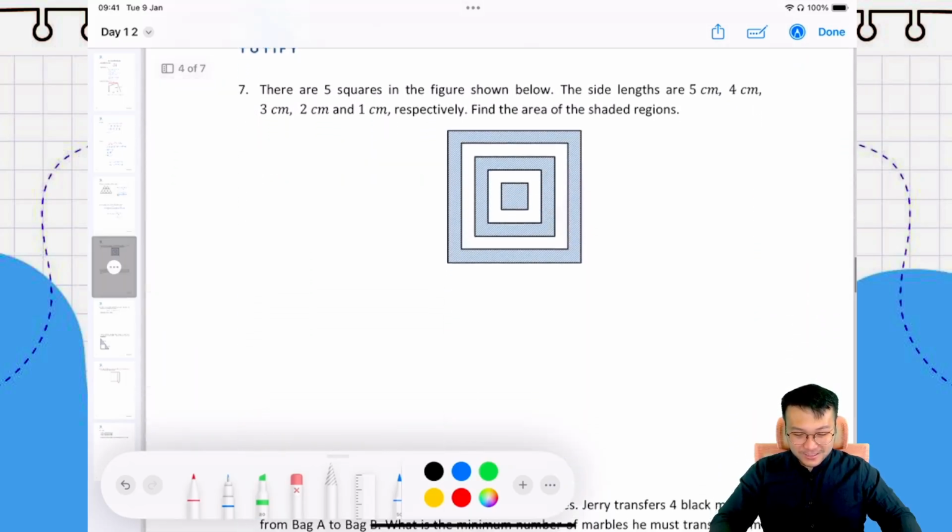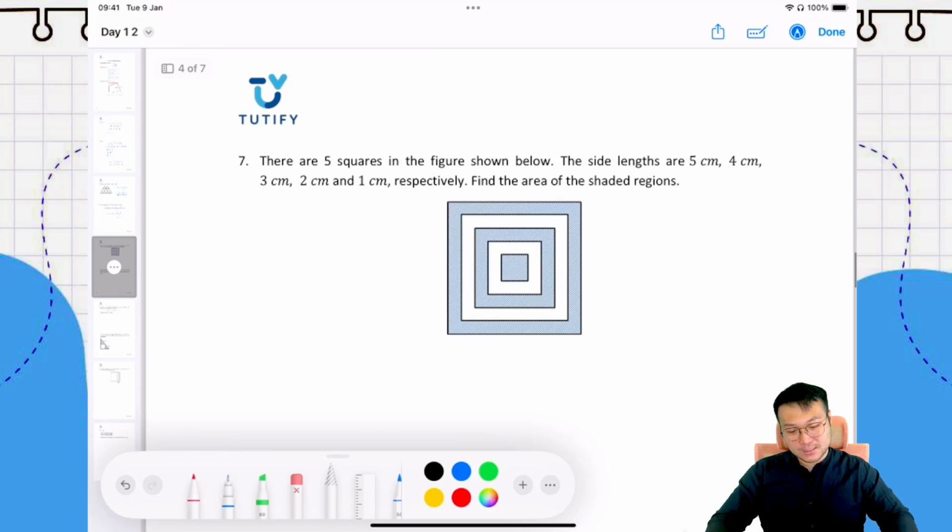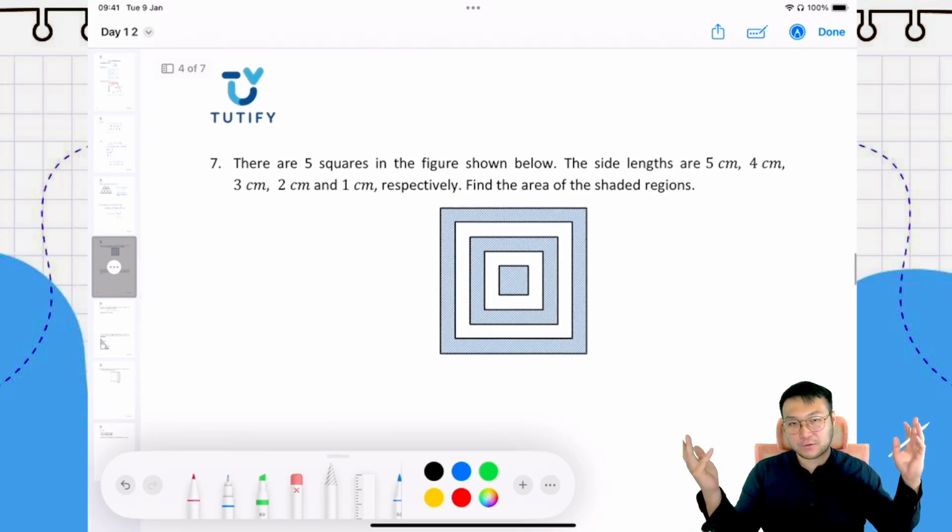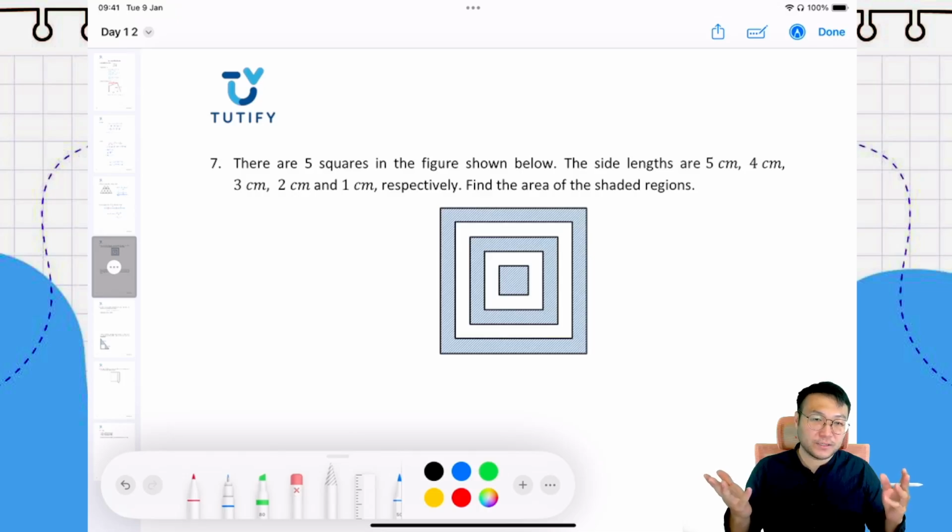Alright, let's take a look at question 7. This is very basic, students. This is just finding the area of a square. I'm sure everybody knows how to find the area of a square, but you just need to be careful which one is shaded, which one is not shaded. Do your workings and give me your answer. Your time starts now. Well done.